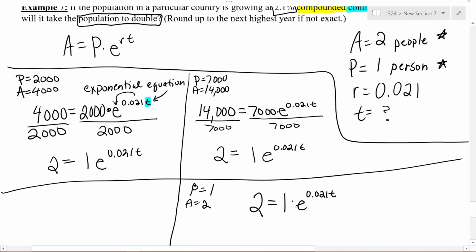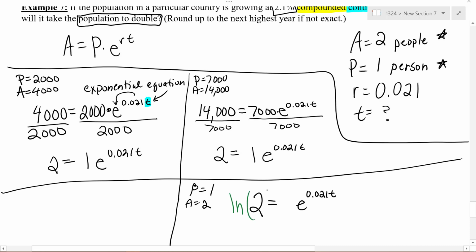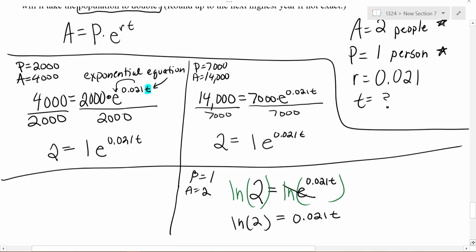So if I want to isolate the base here, do I really need the 1 there? Well, no. 1 times that is just that, so let's just get rid of the 1. And once I've isolated the base, we said we apply natural log to both sides. Once we apply natural log to e, the natural log and e are going to cancel each other out because they're inverses. And so I'm left with just that exponent, 0.021 times t. On the other side, I have the natural log of 2.